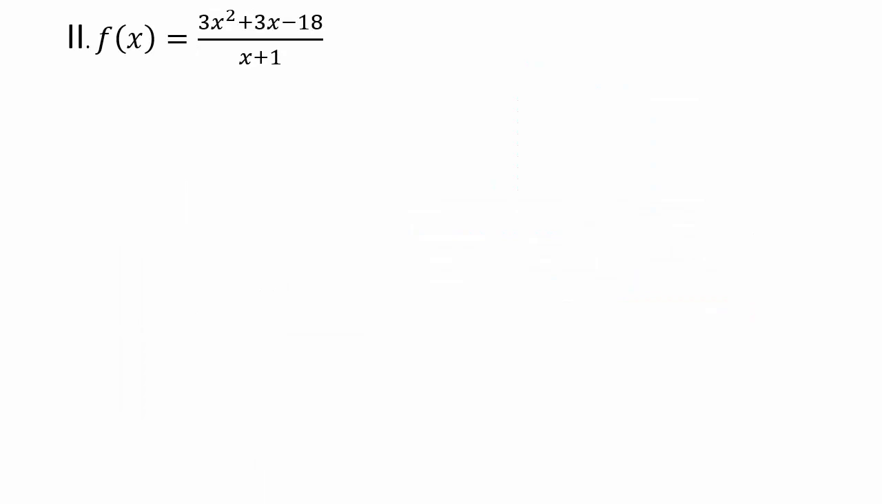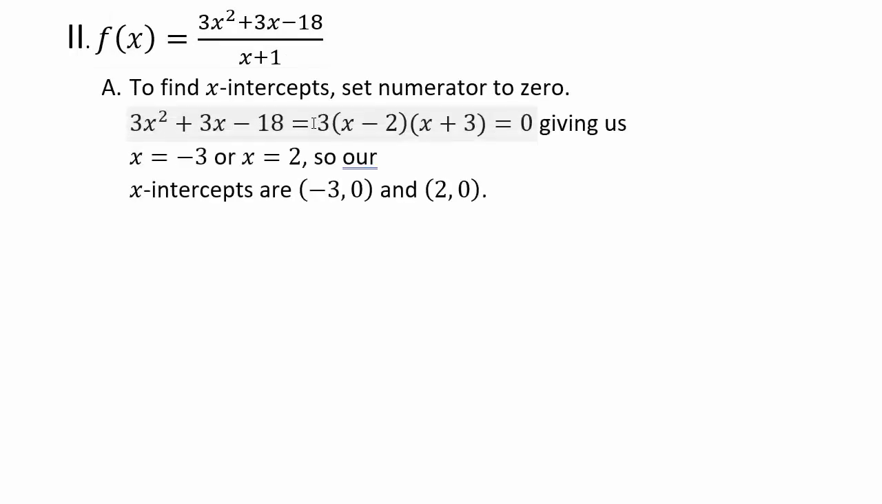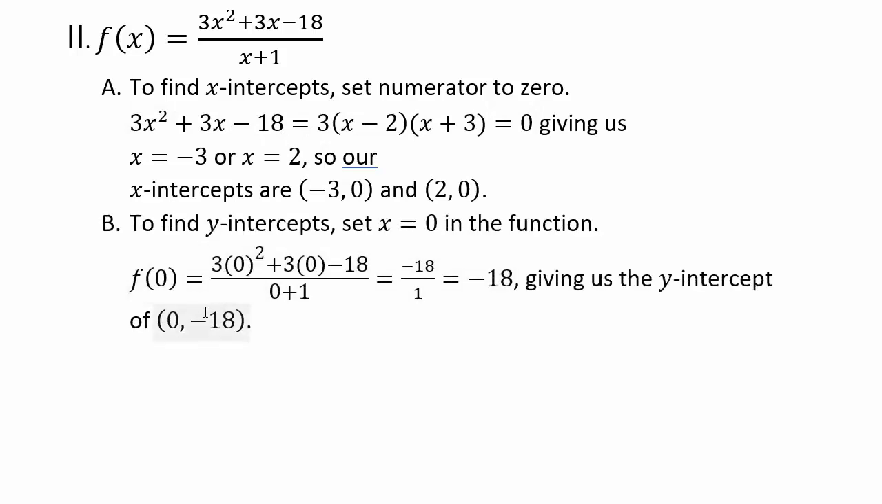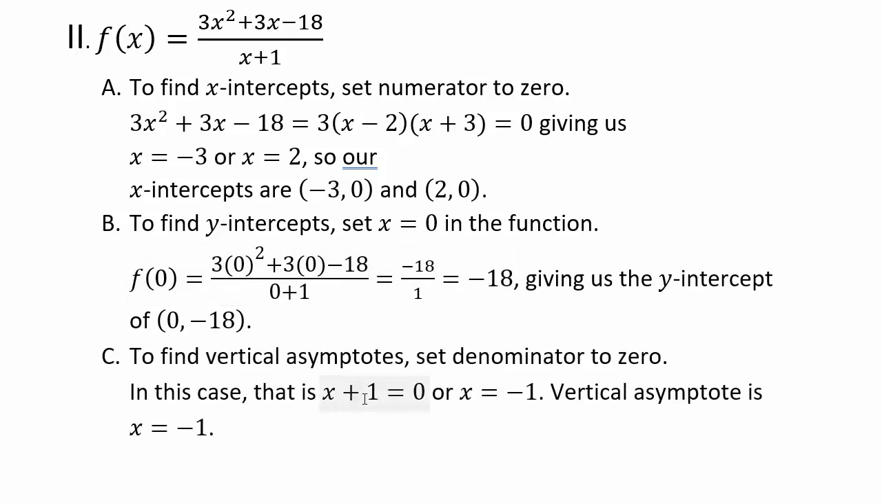All right, so in this problem, you have 3x squared plus 3x minus 18 over x plus 1. If you factor, you will see it's 3 times (x minus 2)(x plus 3). Setting it to 0 gives us negative 3 and 2 as our x-intercepts. Setting x to 0, (0, -18) is our y-intercept. The denominator is x plus 1. Setting it to 0 gives us negative 1, so x equals negative 1 is our vertical asymptote.